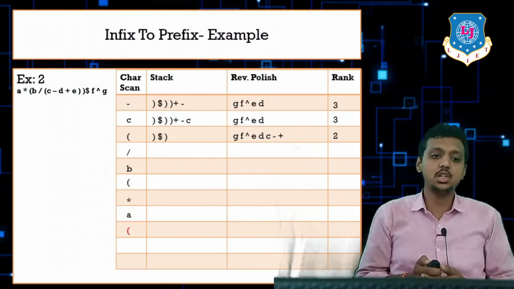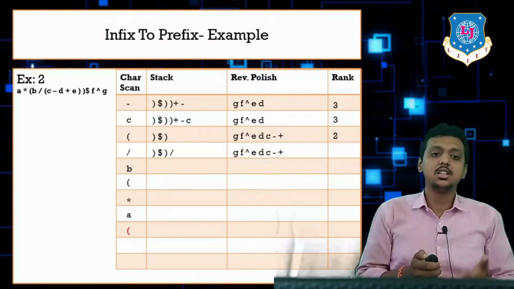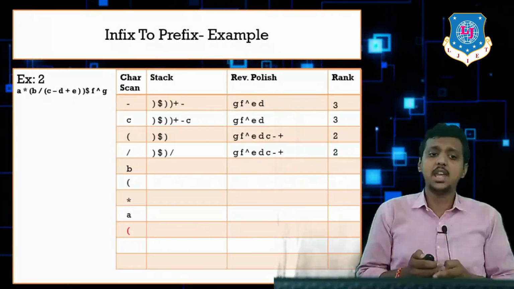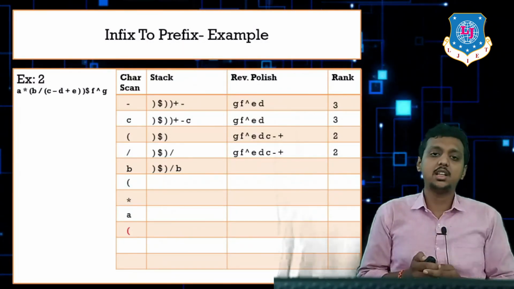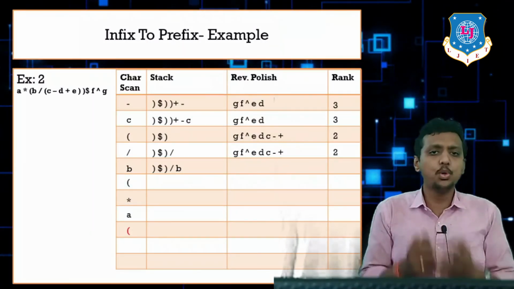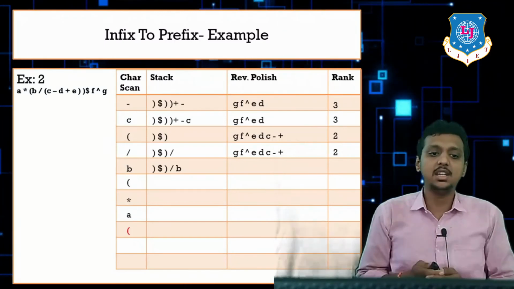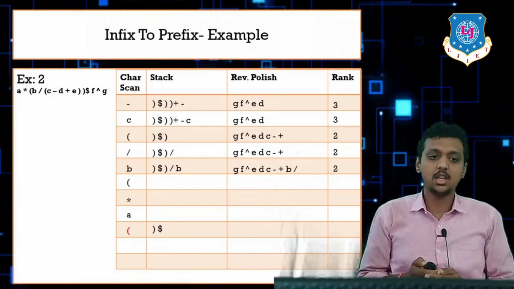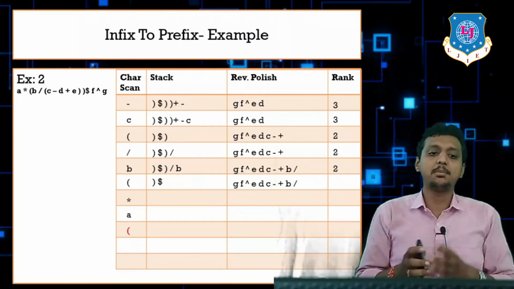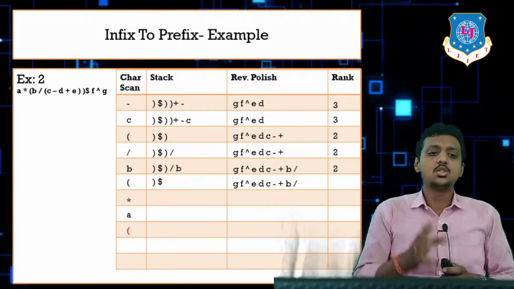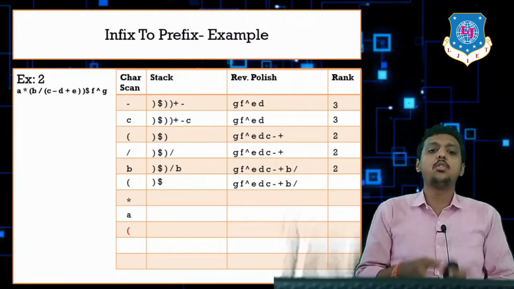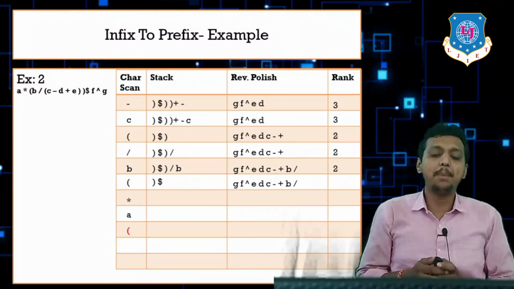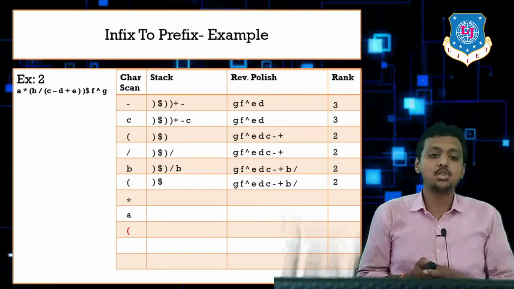Again we get the division, so push division inside the stack, reverse polish and rank remain as they are. Then students we have B with us. So what to do with the character? Obviously when we get the character we just push inside the stack. So B is pushed inside the stack, reverse polish and rank as they are. So once you get the opening bracket, you remove B and minus from this and append it with the reverse polish. So rank becomes 2.